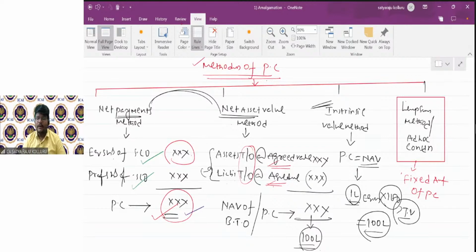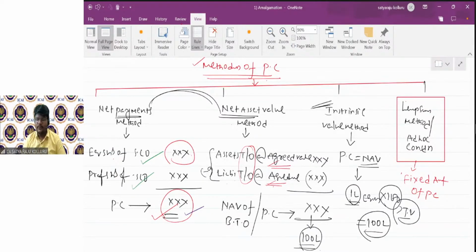Right? So how to identify which method is suitable for my problem? For this also I told you the logic. If by reading the information you can simply ascertain the amount payable to equity shareholders and preference shareholders, then the method of PC is the net payments method. If some information is missing, some hidden information is there, and we are unable to find out the amount payable to equity shareholders, then straight away you can go to the net asset value method.